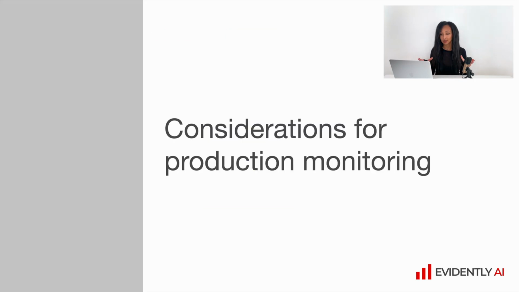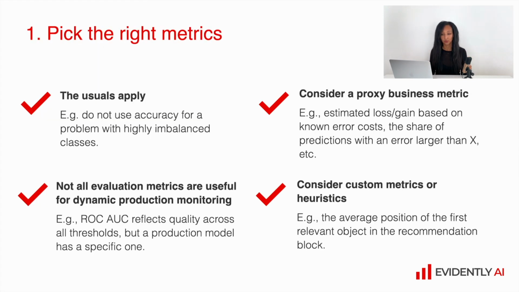So finally, let us discuss some considerations for production model performance monitoring. It's essential to pick the right metrics. And here are some usual suspects. If you had some rules or heuristics you used during the experiment phase, please reuse them during monitoring. For example, I bet you never used accuracy for an unbalanced classification problem during cross-validation and holdout tests, so do not use it for monitoring as well.